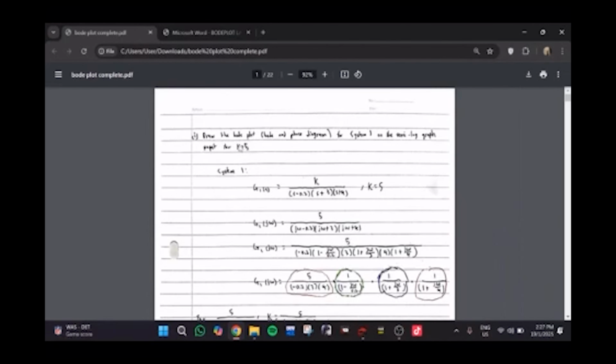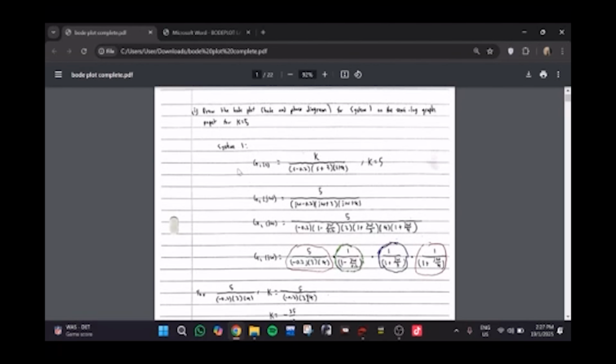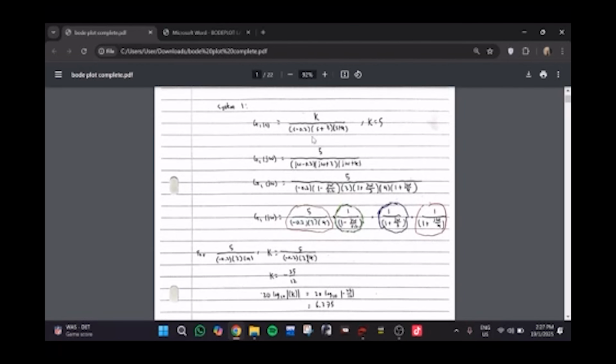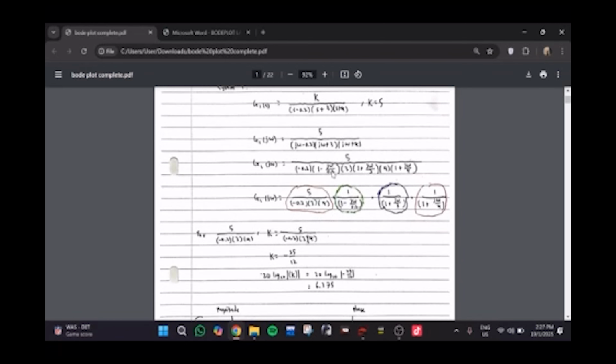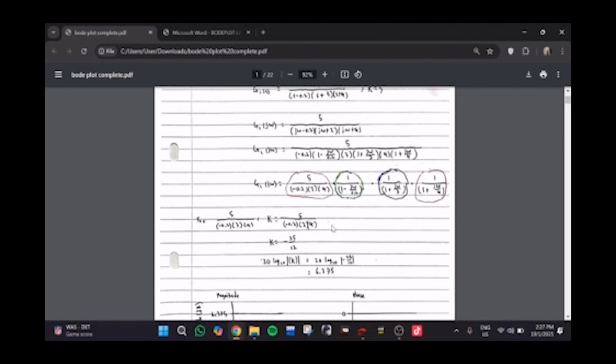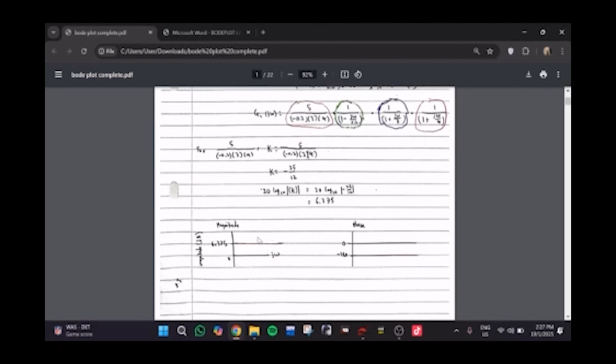So part I: draw the Bode plot, magnitude and phase diagram, for system 1 on the semi-log graph paper for K equal to 5. So for system 1 we set K equal to 5. Here in the calculation we use jω, and we work through it until we can separate and get the four equations. So this one is the magnitude, 6.375, and the phase is negative 180.